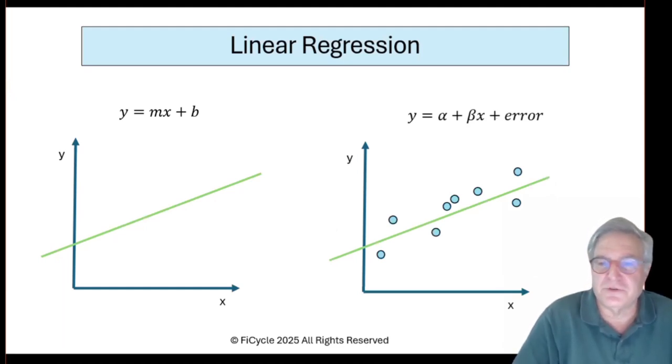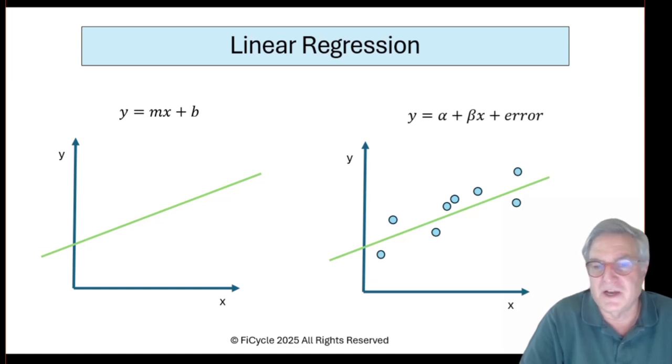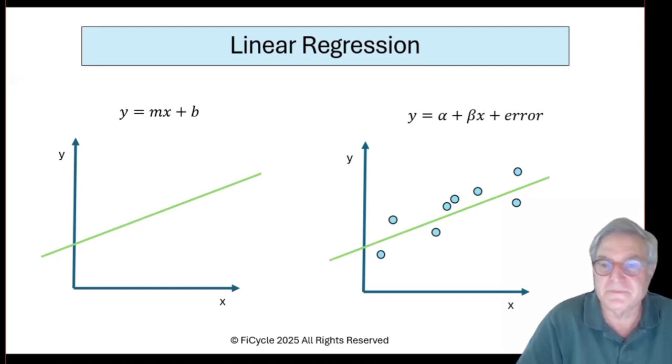Now, how are we going to model using that? We're going to use a tool called a linear regression. And a linear regression uses what we know about lines. On the left-hand side, we show the equation of a line, which is y equals mx plus b, where m is the slope and b is the intercept, where x equals 0.